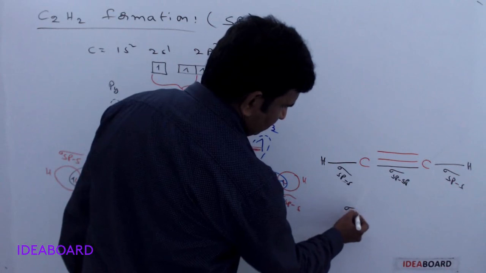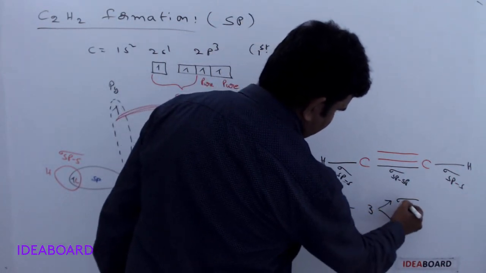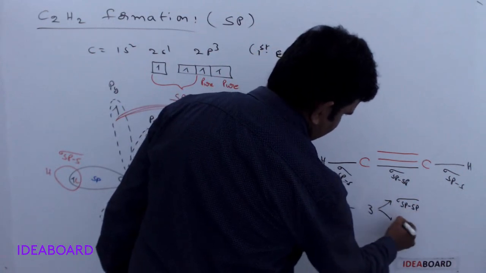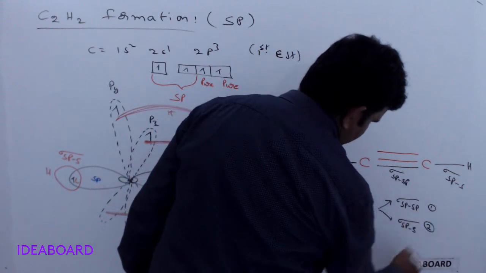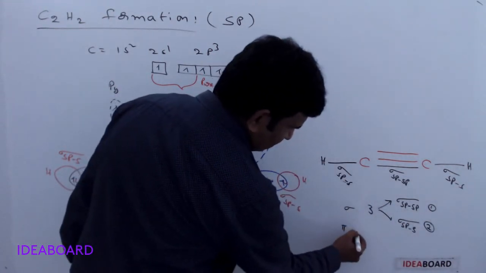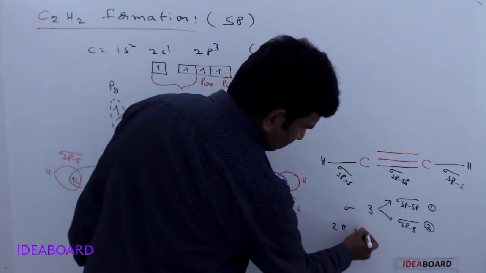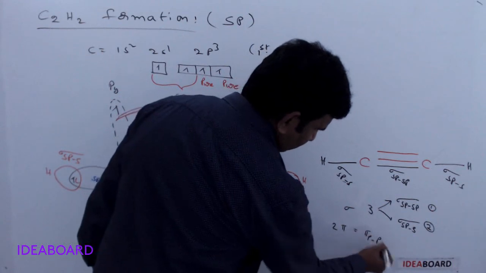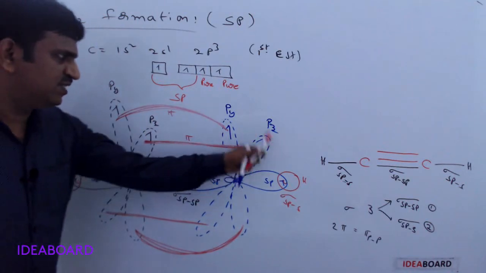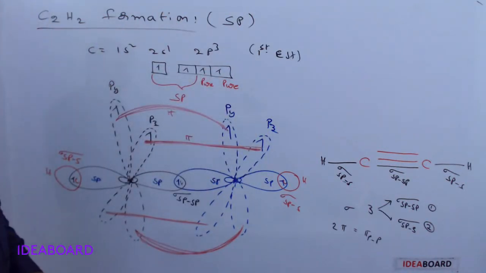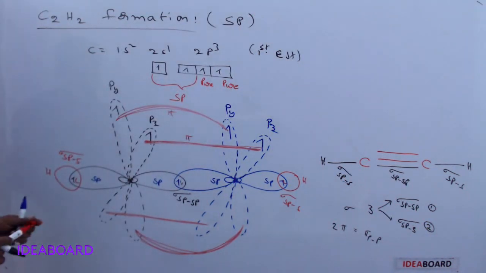So here totally how many sigma bonds do we have? Three. Of these again two types: one is sigma sp, and the other two are sps. This is one and this is two. And there are two pi bonds here, and both are pi p orbital p orbital. What are the p orbitals? Py orbital, pz orbital. That is the C2H2 molecule formation through sp hybridization.